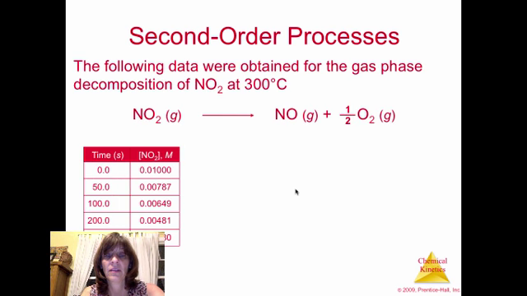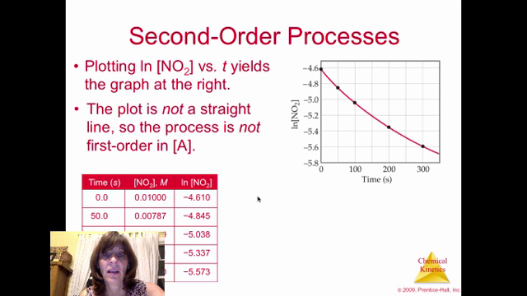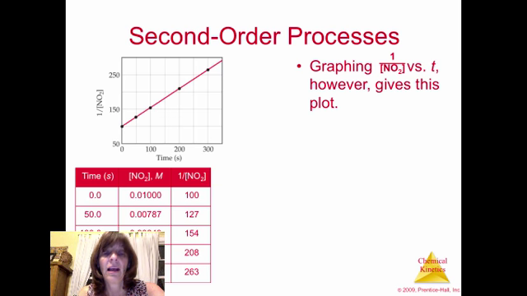concentration. So here's some data of nitrogen dioxide gas breaking down into nitrogen monoxide plus 1/2 mole of oxygen. Here's the time, here's the concentration. When you graph this data as a natural log looking for a first order, you see that it is not a straight line. So it can't be a first order. However, when you graph 1 over the concentration versus time, you get a straight line.